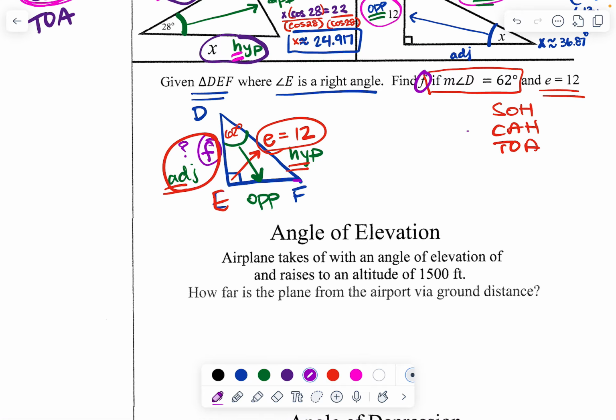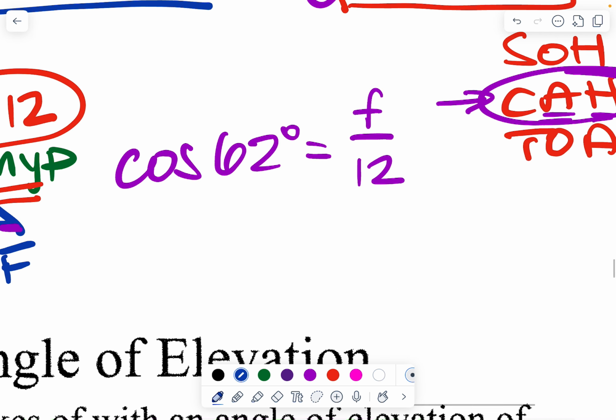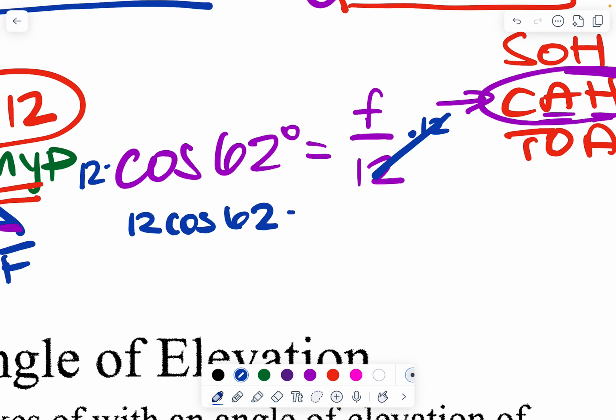I know SOHCAHTOA is, the CA is A and H. So we're going to use cosine of the angle equals the adjacent side, that side F that we're looking for, over 12. So now we're going to solve for F. We're going to multiply both sides by 12. So 12 times the cosine of 62 equals F.